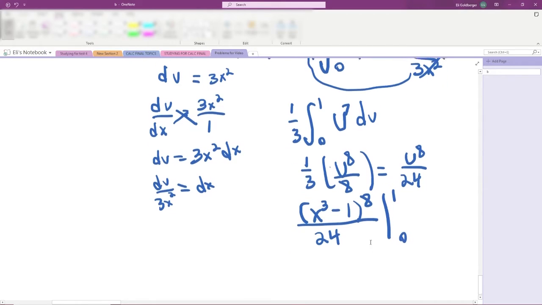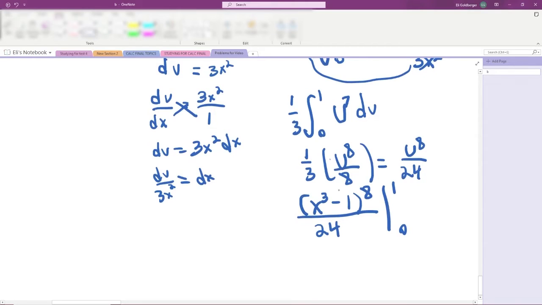So now we need to find f of 1. f of 1 is just going to be 1 cubed minus 1 to the power of 8 over 24. So that's 1 minus 1, which is 0, to the power of 8, which is still 0, divided by 24, which is still 0. That's 0. That's our f of 1.